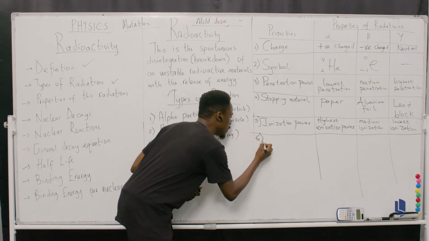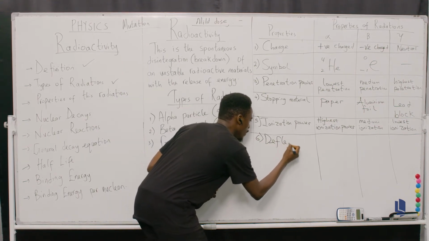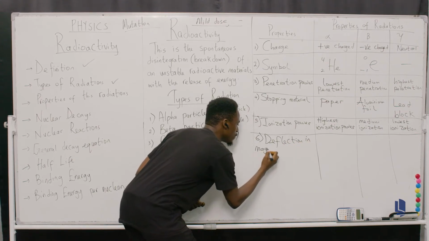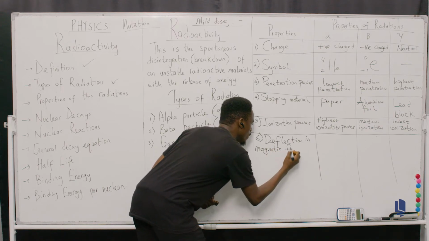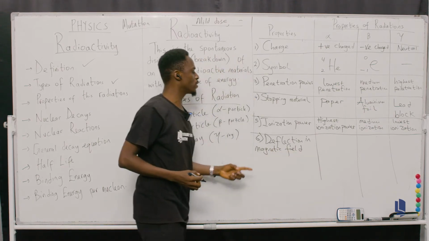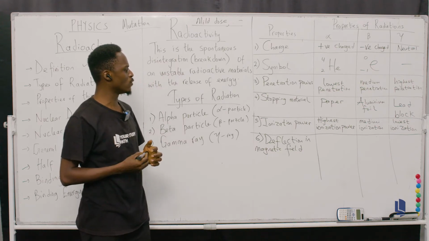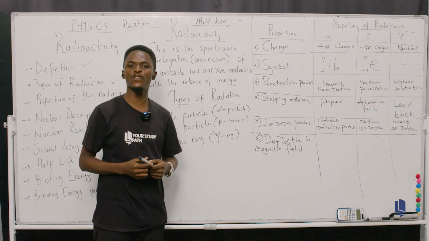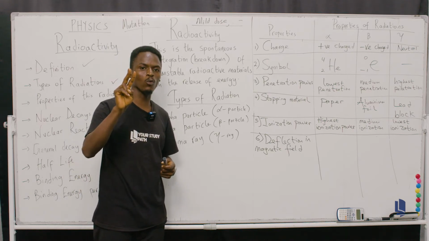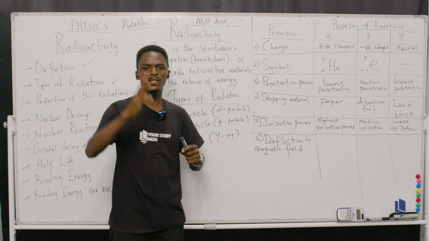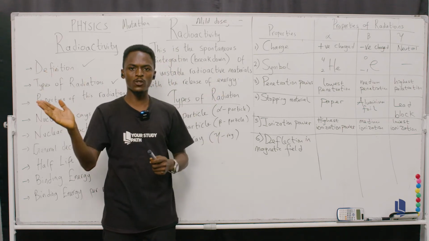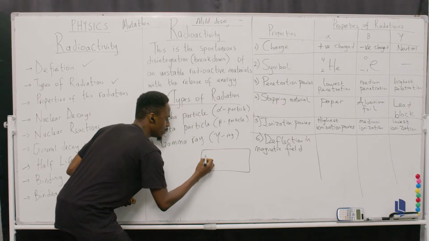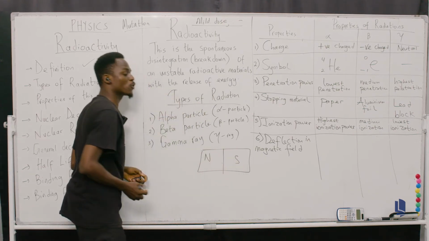Having known ionization, we have 2 more which you must know. That's the deflection in magnetic fields. How do we put ourselves in place knowing about the deflection? We have to understand that as far as the magnetic field is concerned, there are 2 poles that you always have: the North Pole and the South Pole. Bar magnets, the North and the South Pole.